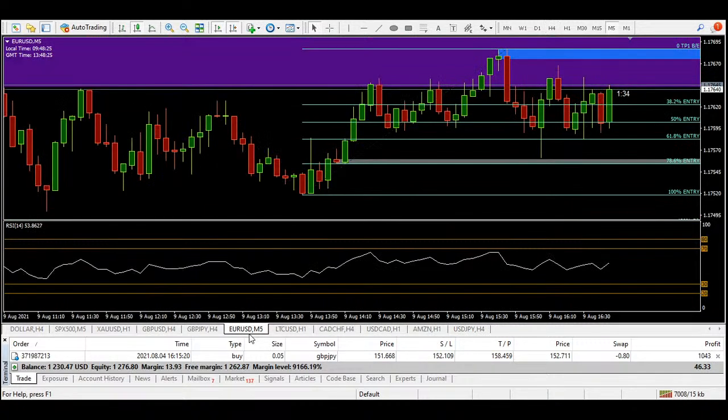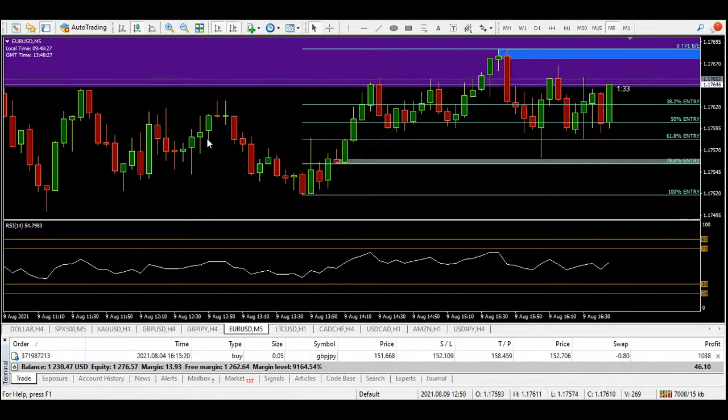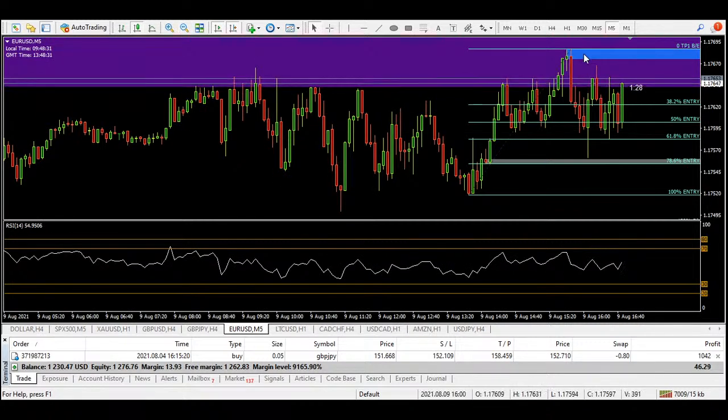Alright, let's jump over to the euro. Back over. Yeah, we get that push up. If I were to scalp it and get in, it would be at the break test of this 5-minute zone right there.